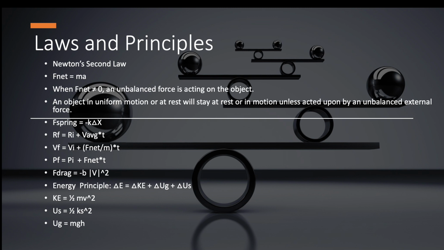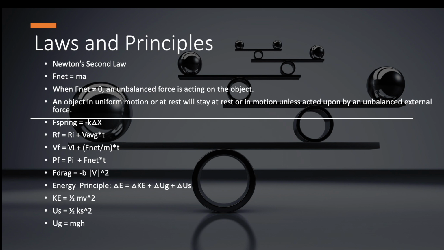So in this lab, we're going to be using a lot of laws and principles. The first law that we're going to be looking at is Newton's second law, which is F net equals ma. Some important things to know with this is that when F net is not equal to 0, that means an unbalanced outside force is acting on the object. And then, of course, that an object in uniform motion or at rest will stay at rest or in motion unless acted upon by an external force.